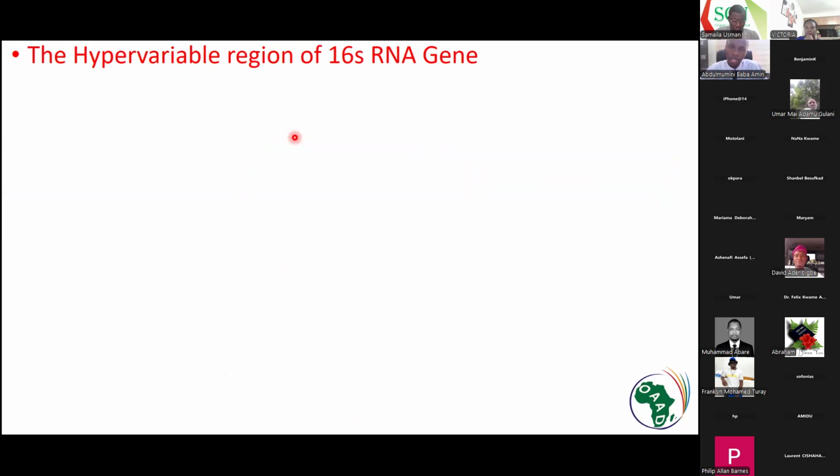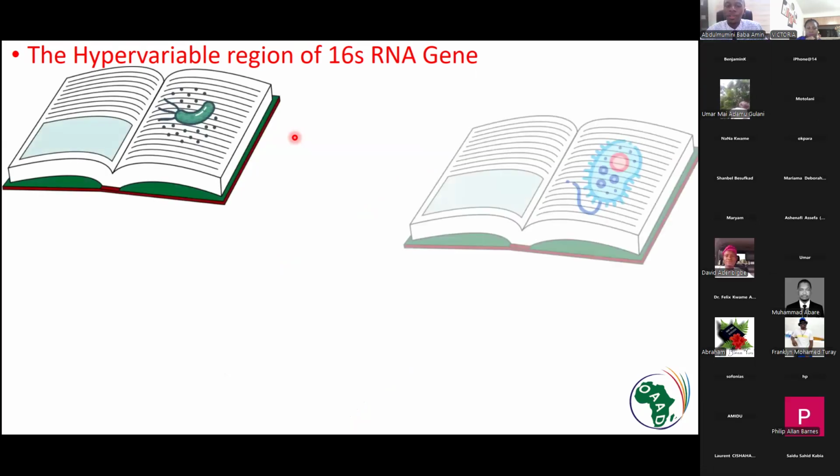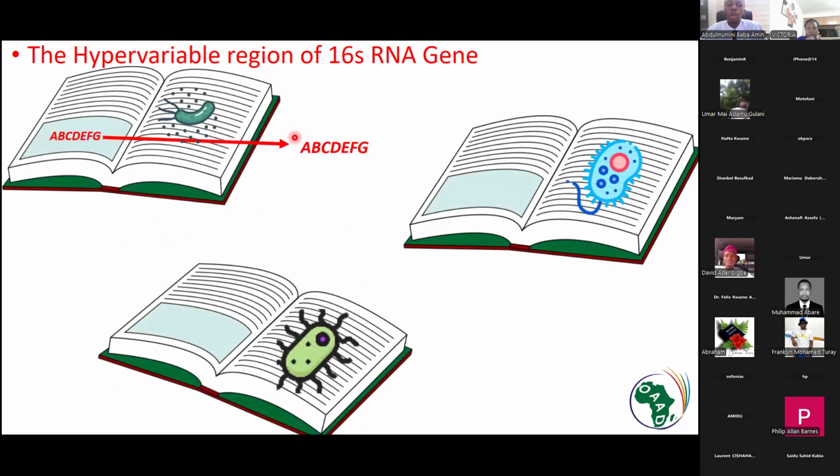The conserved region is the same, while the hypervariable region differs from one bacteria to another. Just like the particular paragraph in another book, it contains another separate coding. So this is how it is used to distinguish between different genera, different phyla, different species, and others.